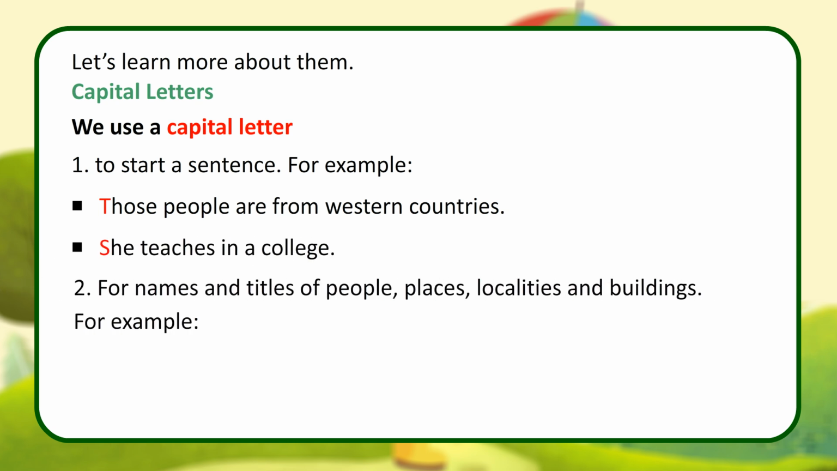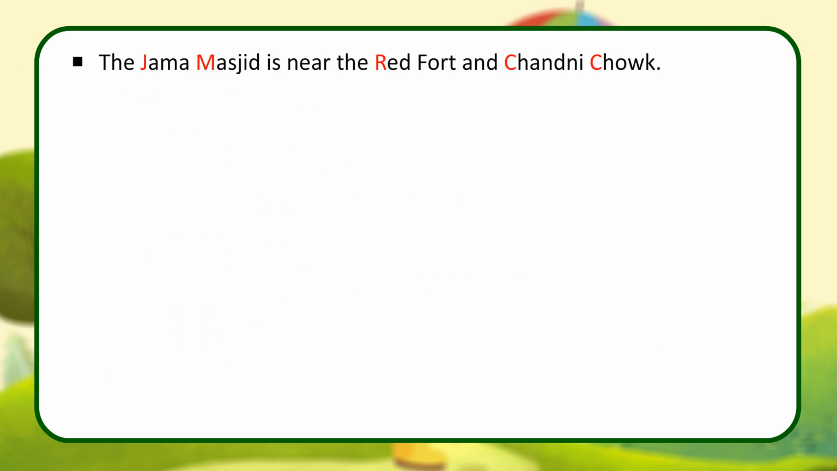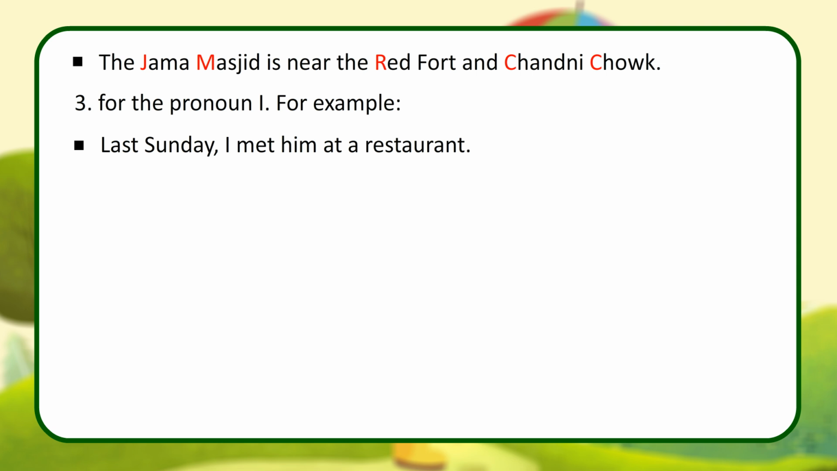2. For names and titles of people, places, localities and buildings. For example, Mrs. Diya Chatterjee teaches English at Delhi Public School in New Delhi. The Jama Masjid is near the Red Fort and Chandni Chowk. 3. For the pronoun I. For example, last Sunday, I met him at a restaurant.